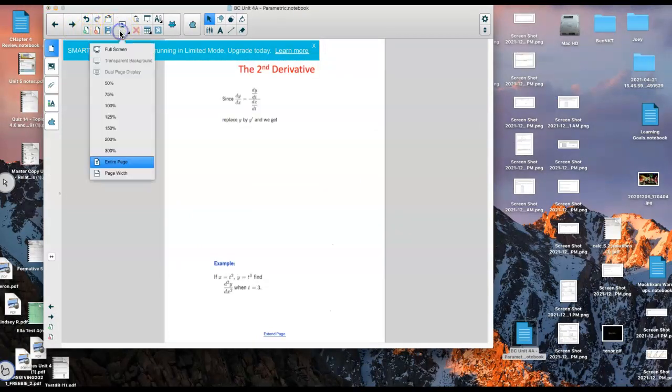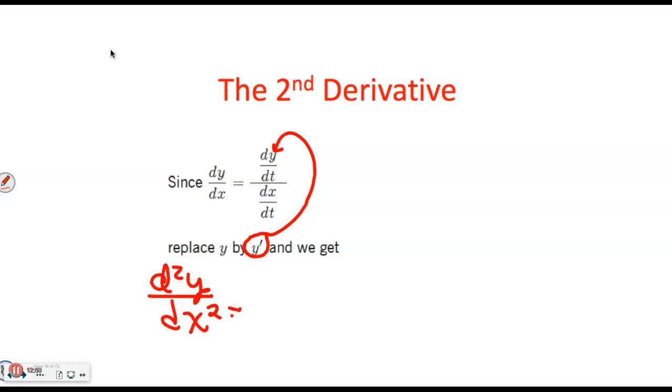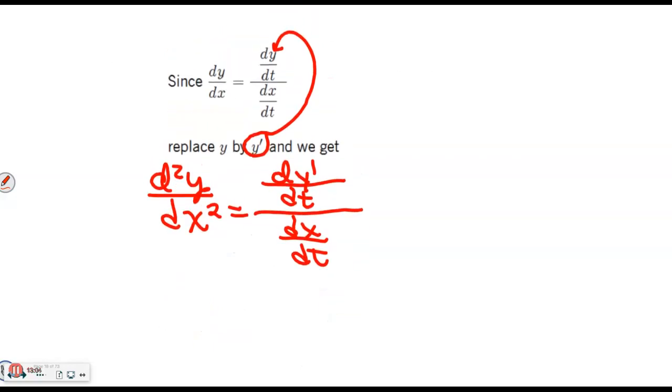The second derivative is weird. Okay, so watch here. The second derivative is still the derivative of the first derivative. So it's still like the derivative with respect to x of the first derivative. If you go replace the y right here with the y prime, we'd get this. The second derivative, it's got just like a weird glitch to it. It equals the derivative of the first derivative with respect to t over dx/dt. That looks really weird. I'll show you it looking a little better in just a second.